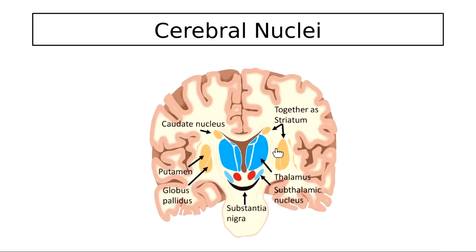Now, a nucleus is a collection of cell bodies inside the central nervous system. Remember, outside is called a ganglion, like the dorsal root ganglion. Well, inside, these are called nuclei. And all of these masses here that are colored, the brown, the red, and the blue, are collections of cell bodies inside the central nervous system. And these are called a nucleus.